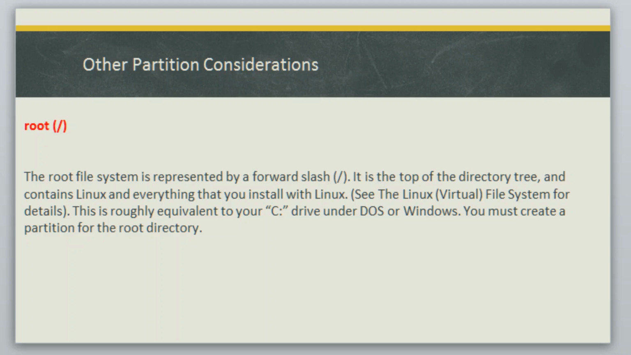So next thing we want to look at here is other partitions to consider. First one being root, or /. The root file system is represented by a /. It is the top of the directory tree and contains Linux and everything that you will install with Linux. See the Linux virtual file system for details. This is roughly equivalent to your C drive on Windows. It's going to be the main drive, and you must create a partition for this directory.